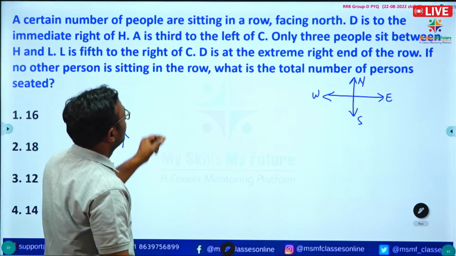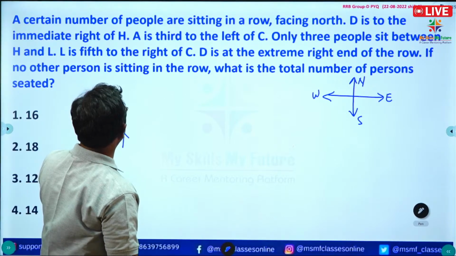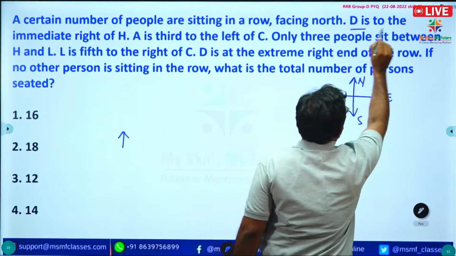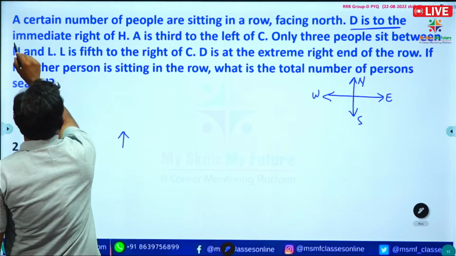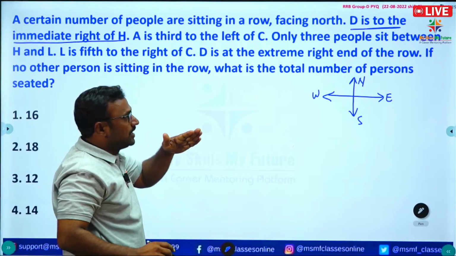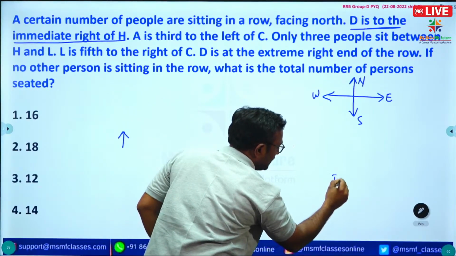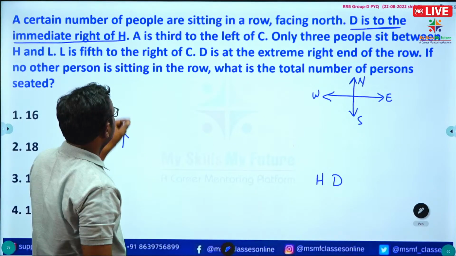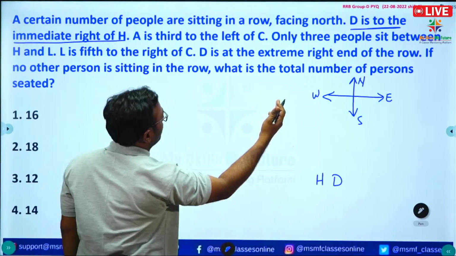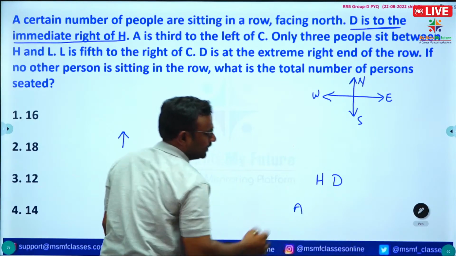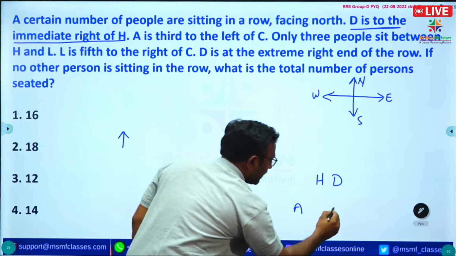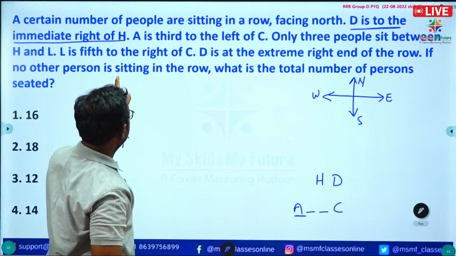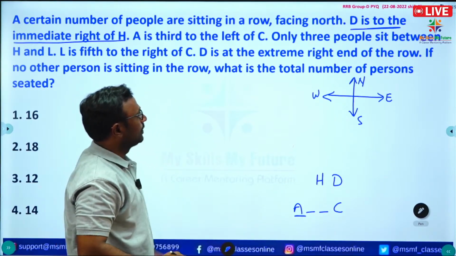Facing north. D is to the immediate right of H. So facing north means here D is immediate right of H. A is third to the left of C. C is here: first left, second left, third left. A is third to the left of C.